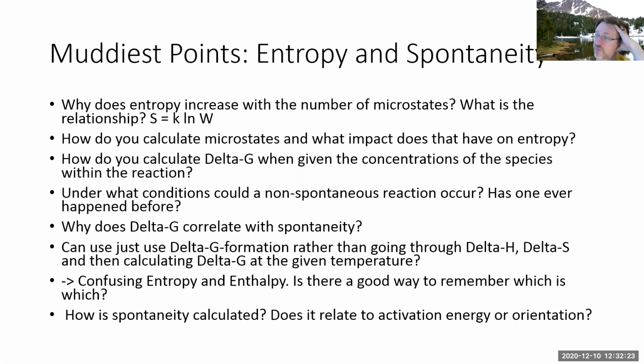So the way to calculate spontaneity is very simple: you need to find the delta G for the reaction. If it's negative, it's spontaneous. If it's not negative, it's not spontaneous. And if it's zero, it's at equilibrium, because it's spontaneous in both directions. That's really all there is to it. To calculate spontaneity, you calculate delta G.